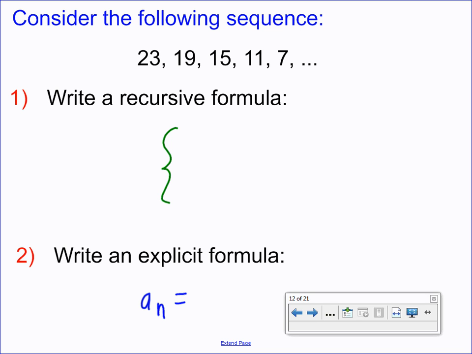Okay, ladies and gentlemen, some of you are still finishing up explicit, and that's okay. What I want to do is share your results, and so please be ready to share with the whole class when I call on you. So what do you have for our recursive formula? What did you have for that? Marina? A1 equals 23, and a sub n equals a sub n minus 1, the previous term, and then minus 4.